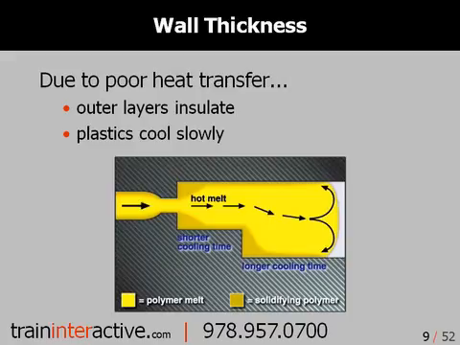Plastics are a great insulator and do not transfer heat very well. For example, we all know how well aluminum transfers heat. This isn't the case with plastics. So, in processing, what you'll find is that the outer layers tend to first insulate, and then the plastic within the layer will cool slowly. As a consequence, you'll observe that thinner sections solidify quickly, whereas thicker sections require a longer cooling time.